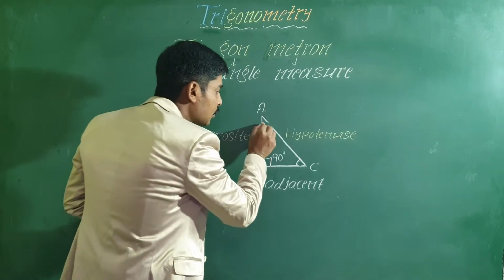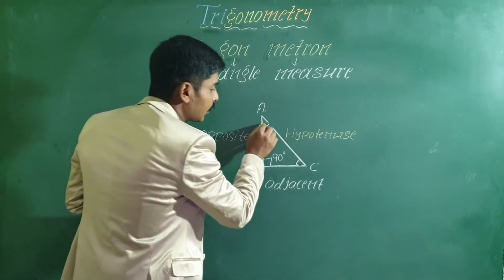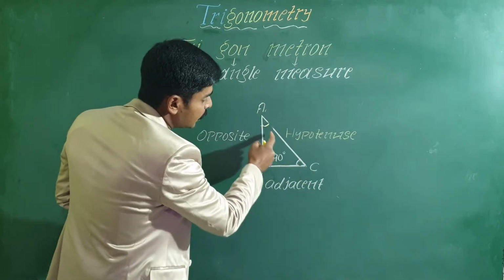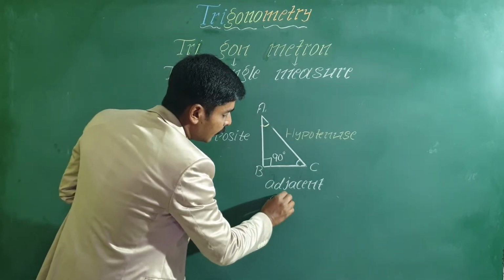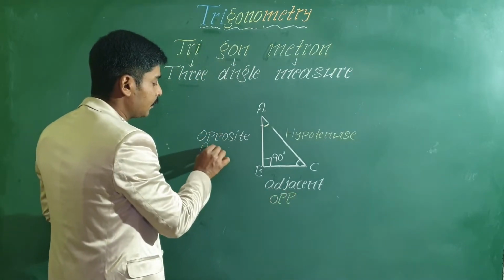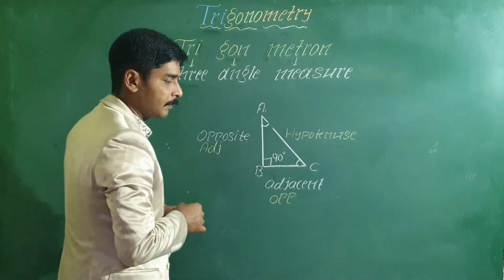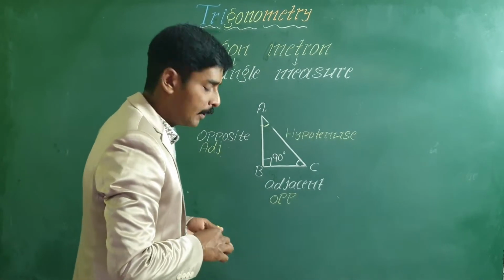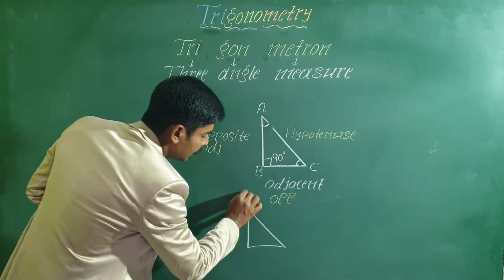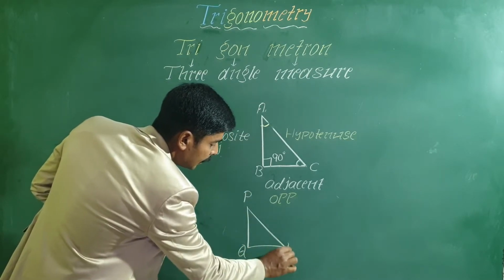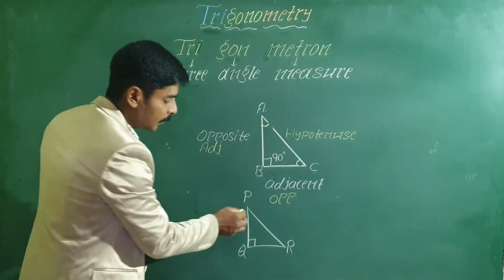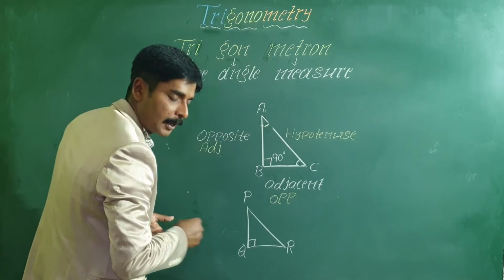If I am talking with respect to angle A, then the side BC which is opposite to angle A will be called as the opposite side. Then the other side will be called adjacent side. Is this point clear to you? Let me take an example. Let us consider a right angle triangle PQR, right angled at Q. Then what is PR called as? Hypotenuse.